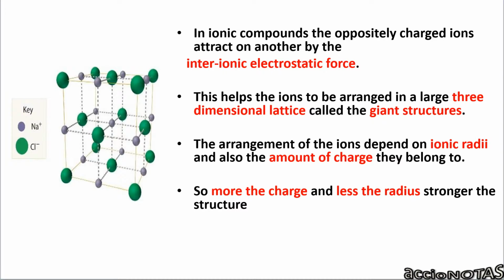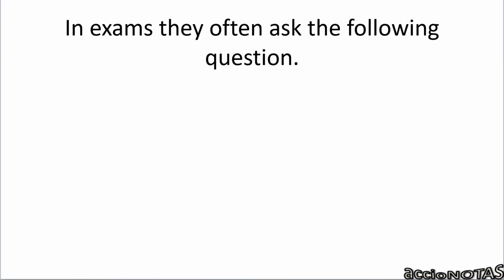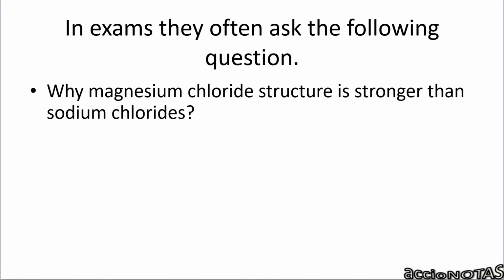So the more the charge and the smaller the radius, the stronger the structure, which means sodium chloride structure will be less strong than magnesium chloride structure because magnesium has more charge. In exams, they often ask the following question. For example, why is magnesium chloride structure stronger than sodium chloride? Well, because in magnesium chloride, magnesium ion has +2 charge, and in sodium chloride, sodium has only +1 charge. +2 charge is greater than +1 charge, so magnesium chloride will have a larger force of attraction or ionic bond than sodium chloride.